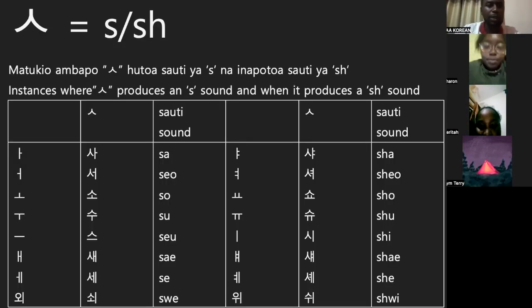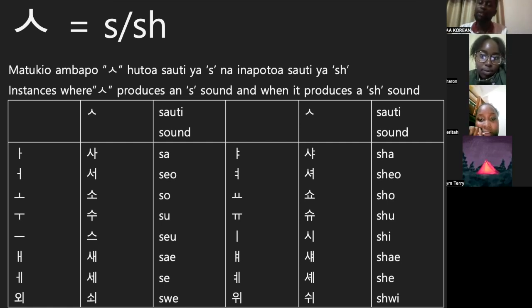So let's look at this. When the letter S combines with A, it produces a sa sound. Please don't laugh. So S plus A, sa. But if we combine S with YA, the one with the double strokes on the right side, it becomes sha. So we can actually write Sharon in Korean. If we combine S with O, it becomes so. S with Ya, sha. S with O, so. S with Yo, sho.